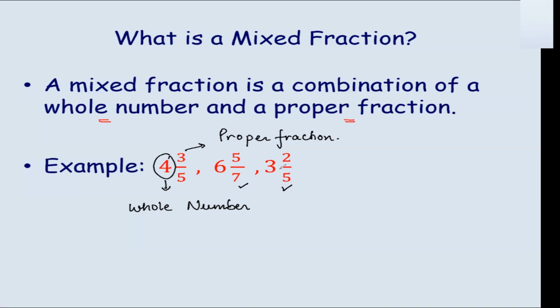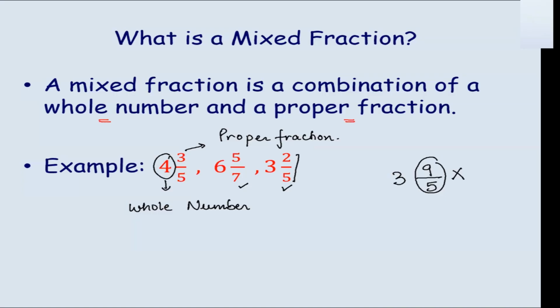Now, it is very important to note that the fraction here is a proper fraction. It will never be an improper fraction. If you take this as an example, it will be incorrect, as 9 by 5 is an improper fraction. Here we take only proper fractions.